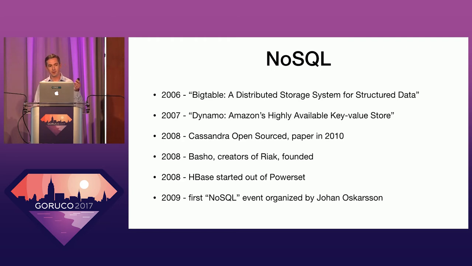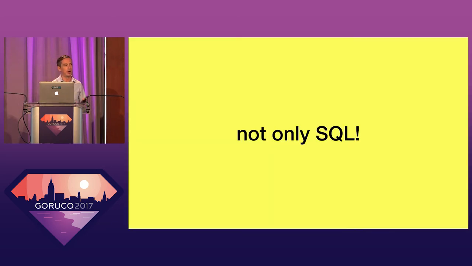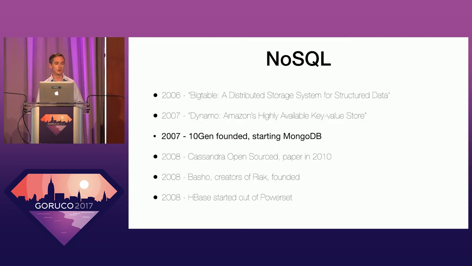So NoSQL also became about other things too over time, right? This is the not only SQL movement. This is, hey man, SQL's good. We can be friends, but we can use this other thing too. And this, I think, the not only SQL piece is where the idea of polyglot persistence really started to take shape. And for me, there are two companies or two projects that really exemplify this. The first is 2007. TenGen, founded here in New York City. They started MongoDB.